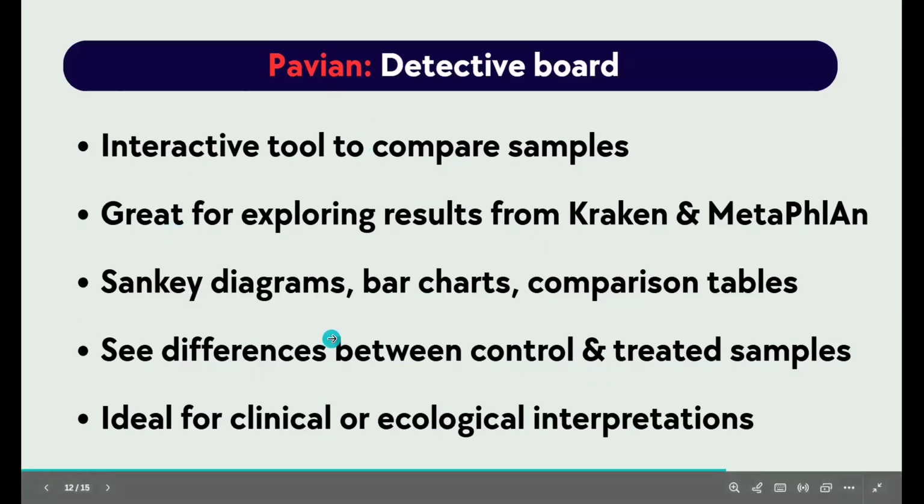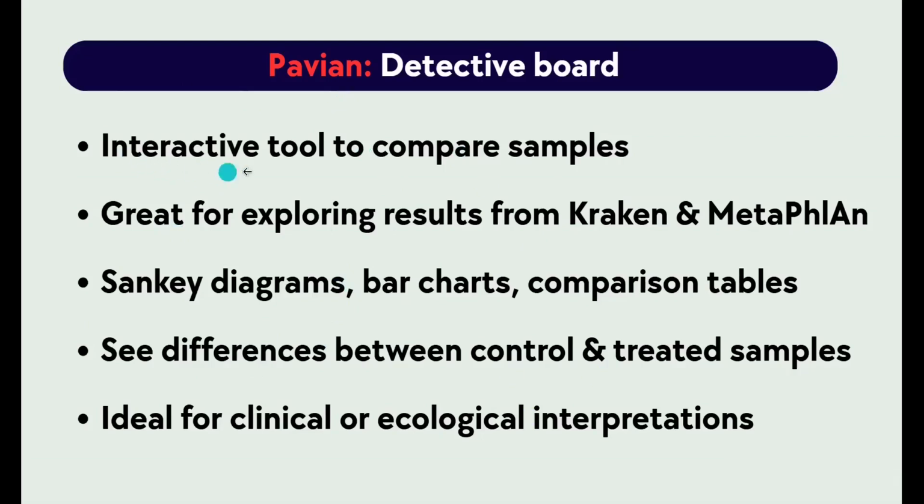These are the key features for Pavian tool. The first thing, it said that Pavian is an interactive tool to compare samples. It just lets us look at multiple samples side by side, showing what microbes are found in each of them. And this is important as it helps us compare the treated sample versus the control one, or the healthy versus diseased, in a very clear manner. Pavian is great for exploring results from Kraken and Metagenomic. Just use reports from Kraken and Metagenomic, and that's it.